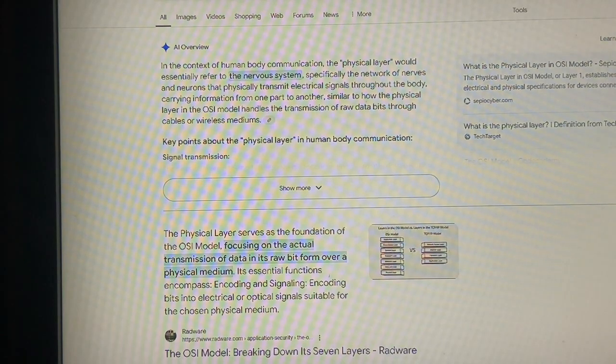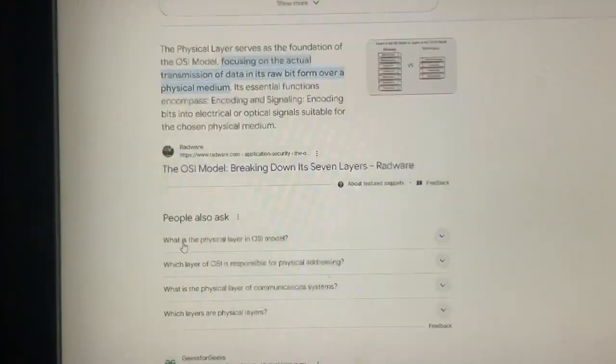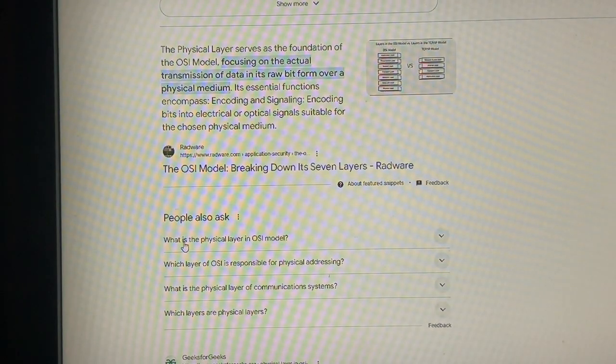In the context of human body communication, the physical layer would essentially refer to the nervous system, specifically the network of nerves and neurons that physically transmit electrical signals throughout the body, carrying information from one part to the other. The physical layer serves as the foundation of the Open Systems Interconnection model, focusing on the actual transmission of data in its raw bit form over a physical medium. That's why I define transmission medium. Its essential functions encompass encoding and signaling, encoding bits into electrical or optical signals suitable for the chosen physical medium.